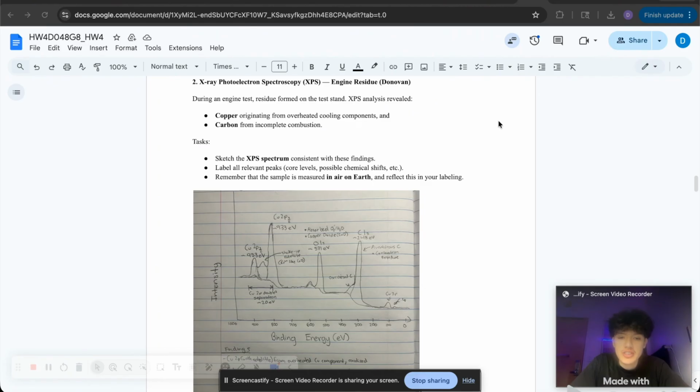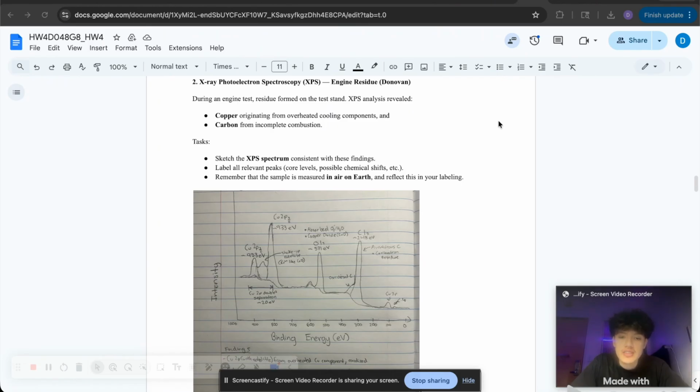Copper has two major XPS peaks in this region: the copper 2p 3/2 peak at about 933 electron volts, and the copper 2p 1/2 peak at about 953 electron volts. Since the copper components were overheated and exposed to air, we also considered the possibility of oxidized copper, which can produce satellite peaks at slightly higher binding energies.